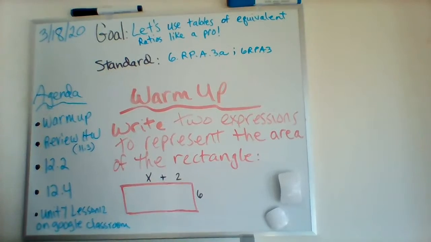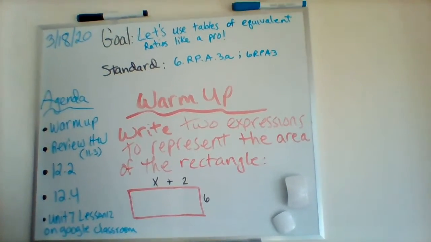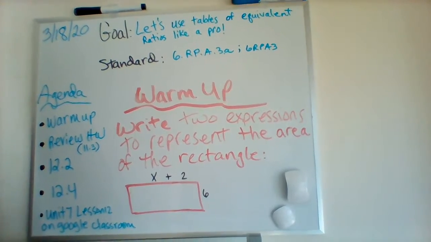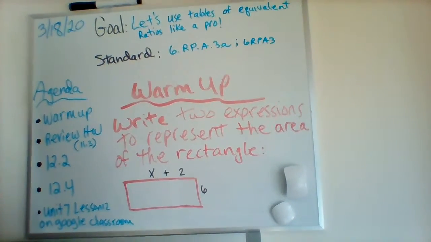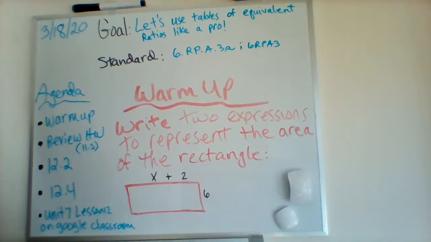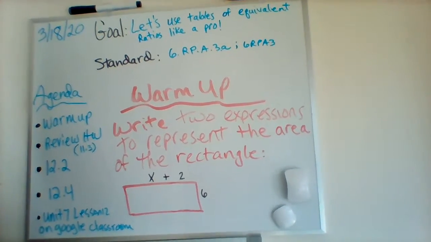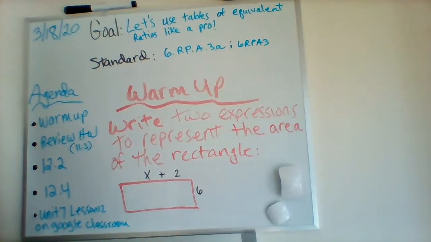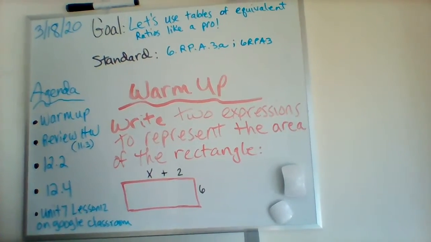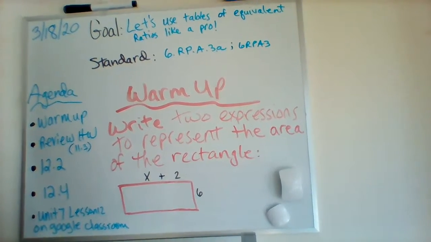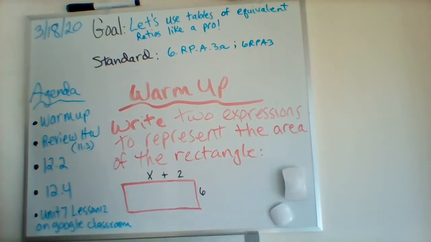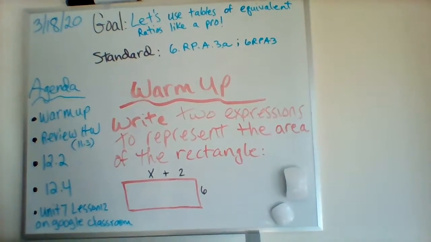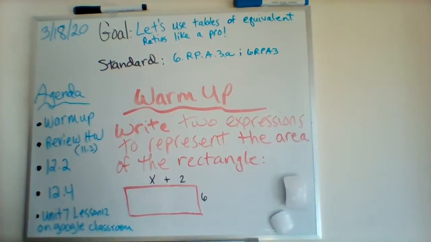All right, today we're going to continue our work with ratios and tables and double number lines. But first, we're going to start with a warm-up. And the warm-up, hopefully you recognize this. It looks very similar to one of your DUA questions. I need you guys to write down two expressions that would represent the area of the rectangle shown.